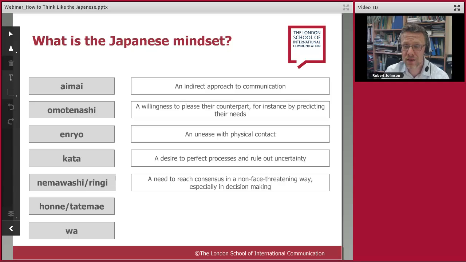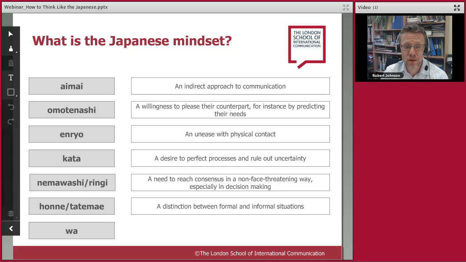But on the other side, in Japan, implementation is quick. It's because everyone has reached consensus in a non-threatening way, respecting the hierarchy. Once you've got that decision, everyone is on board and nobody will dissent after that. A couple of other issues which I think are important for understanding the Japanese mindset.